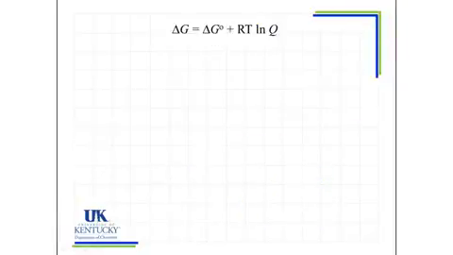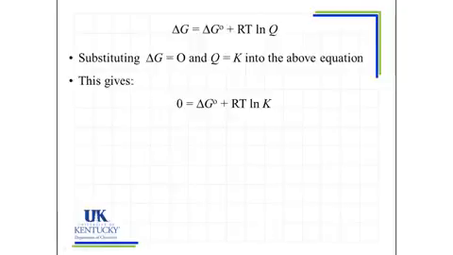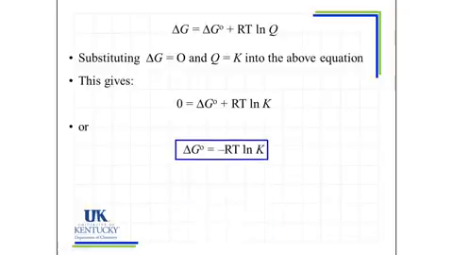Now we're going to take this equation and we're going to do some substitution. Where we see a non-standard delta G, we'll put 0 in, and where we see a Q, we'll put a K in. This is going to give us this equation. If we take this equation and rearrange it a bit, we're going to obtain this equation. Standard delta G equals minus RT natural log of K. This equation is one that you'll want to learn.